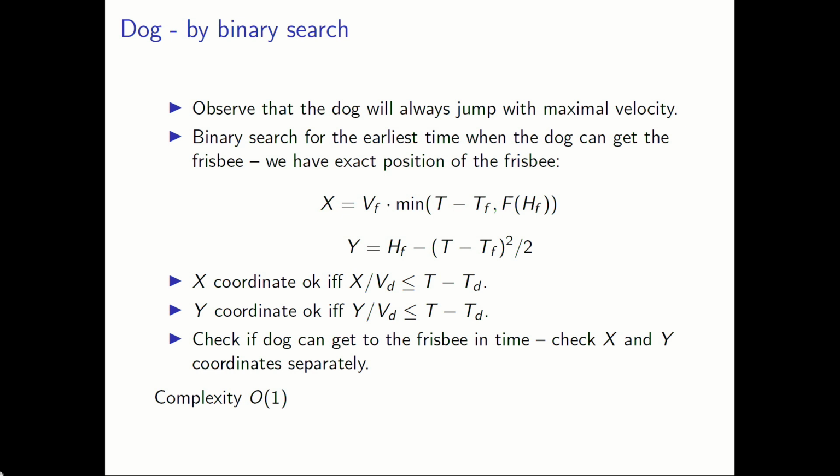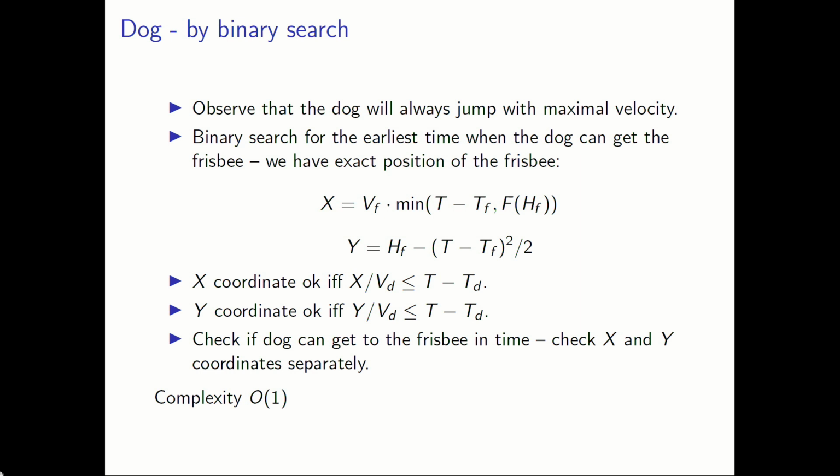So the first observation is that the dog always jumps with maximal velocity. Since it can move freely while it's airborne, it doesn't really matter. If it can move horizontally as it wishes, even in the air, it can always jump at maximal velocity. Then when we guess the time, we know exactly where the frisbee is going to be. If we know there's a time t, we can figure out that the frisbee is flying for time t minus tf, compute its x and y coordinates, and then simply figure out whether the dog is able to achieve those. We can solve it for x and y coordinates separately.